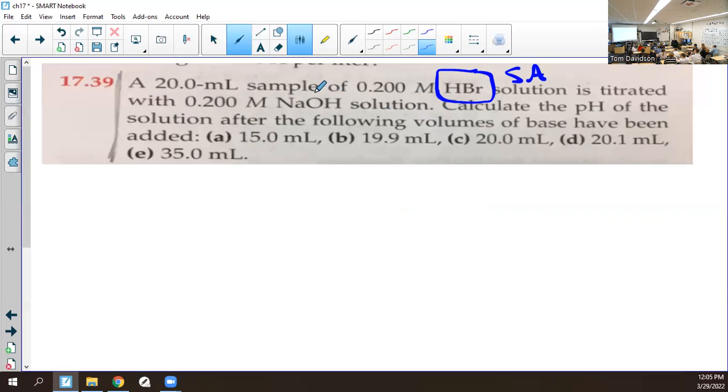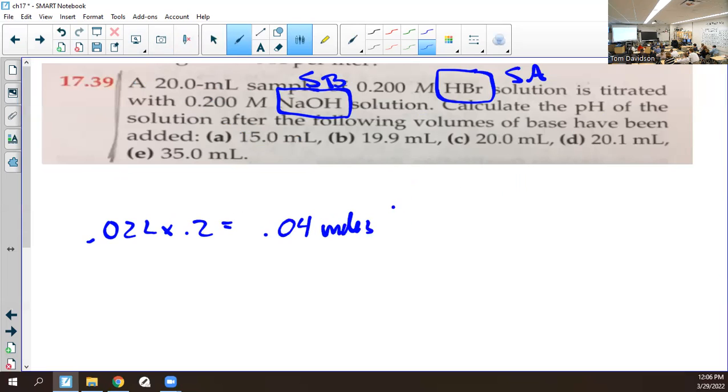It's a strong acid, and what is this? Strong base. So this is simply a neutralization reaction. All I have to do here, which we have already done before, is figure out which one I have in excess. So we are going to convert to liters. 0.02 liters times 0.2 equals, and that's moles of what? HBr, or H plus.